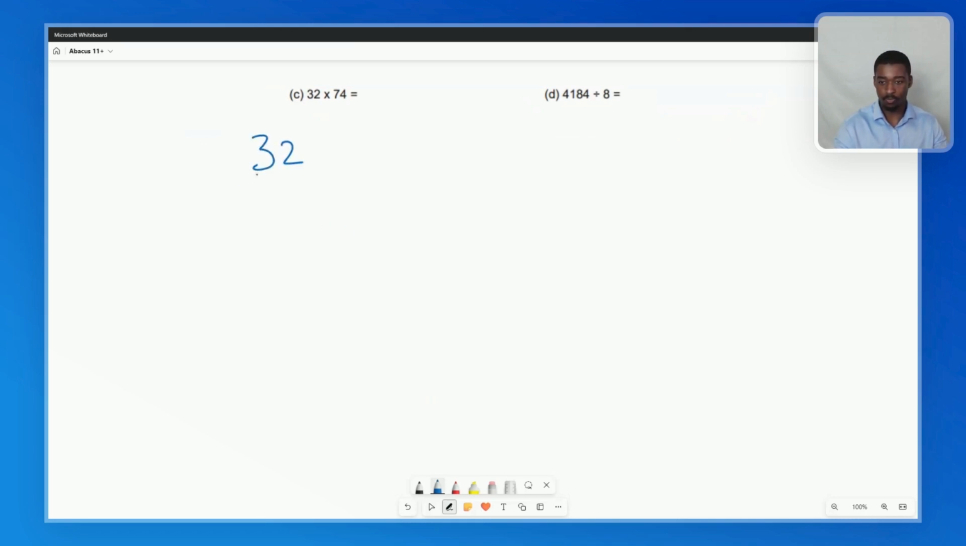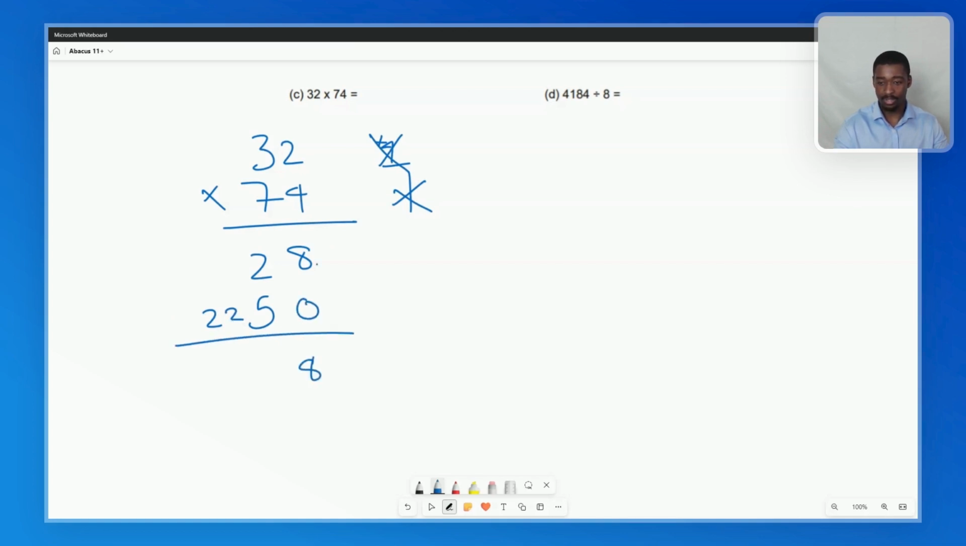Okay, so now we have 32 times 74. So let's work this out. 32, 74, we have 2 times 4, which is 8. 3 times 4, which is 12, so 2 carry the 1. 7 times 2, which is 14. Add the 1 is 15. And then we have 3 times 7, which is 21. Add the 1 is 22. So now we have 8, 7, 2, 2, 2,278.